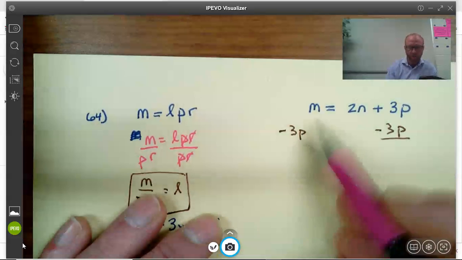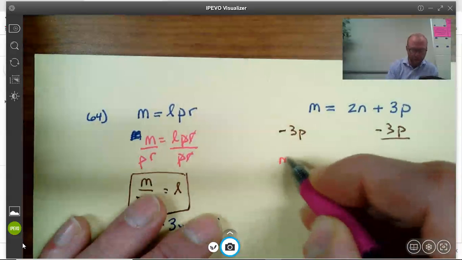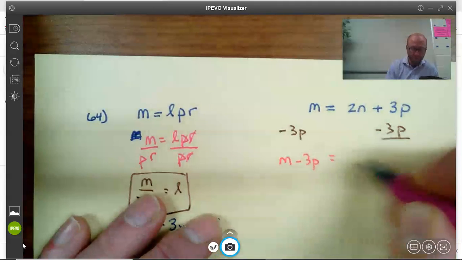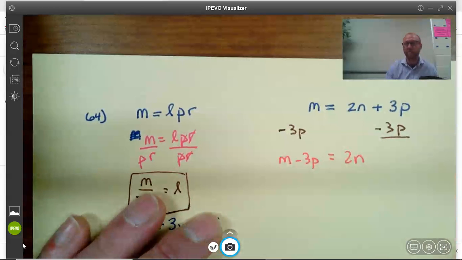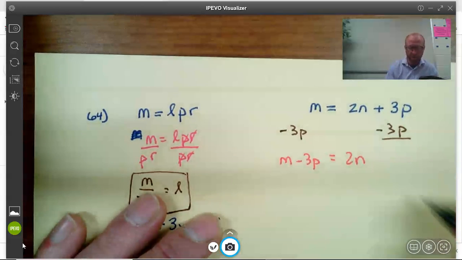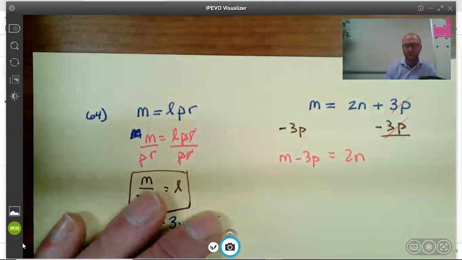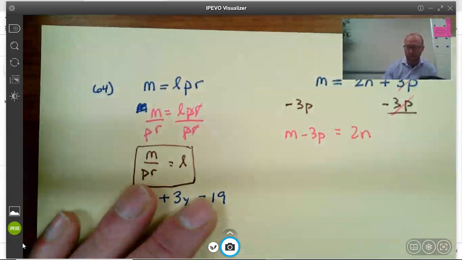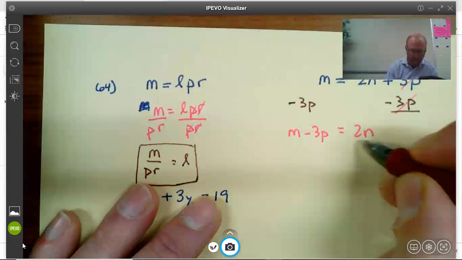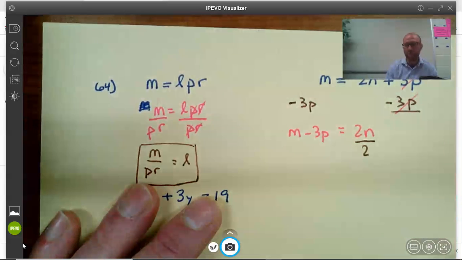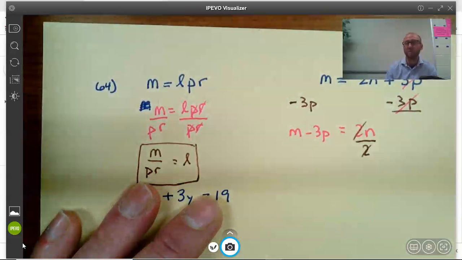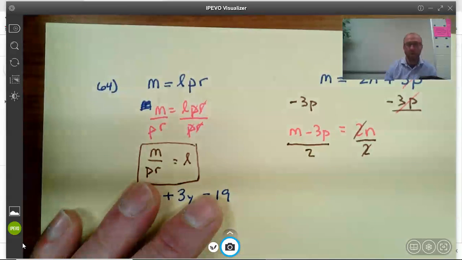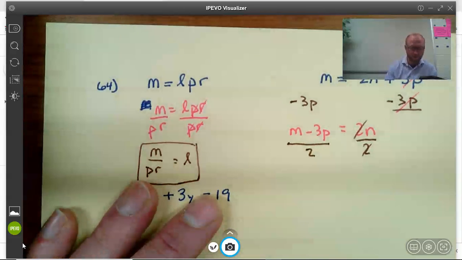Now these aren't like terms over here, so I just rewrite it as M minus 3P. And on the other side, we've got 2N still. Right? These two things cancel each other out. Now, I don't want 2N, I just want the N all by itself. So what I have to do next is divide by 2. And that way the 2 cancels with the 2, and I'll just be left with N. But I have to do the same thing on the other side. So all this would also have to be divided by 2.